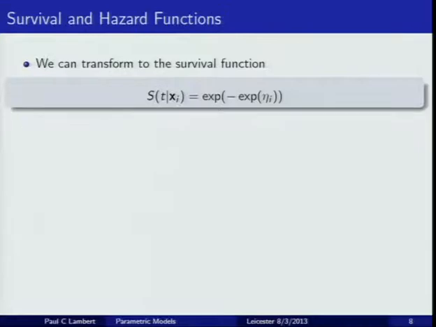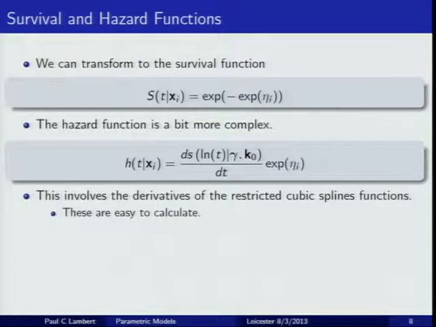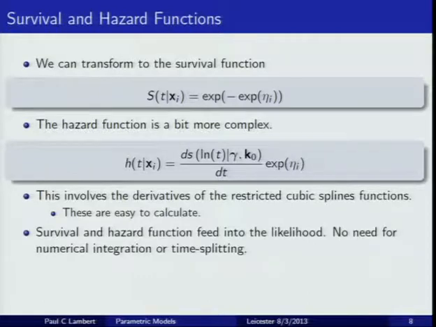Okay. And of course, once we have the cumulative hazard, we can transform back to the survival scale, and we can also transform back to the hazard scale. Again, it's a little bit more awkward, but basically involves derivatives of these spline functions. These are, in fact, fairly simple to calculate. And then once we have the survival and hazard functions, we feed these into the likelihood, and we can fit these models to very large data sets very quickly, with no need for numerical integration or time splitting.